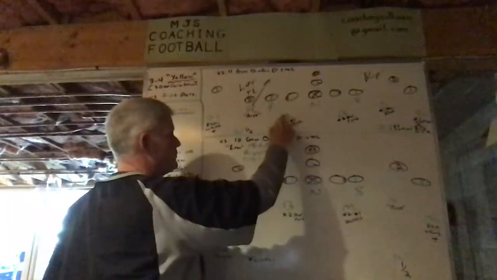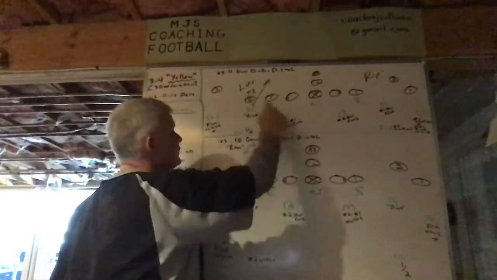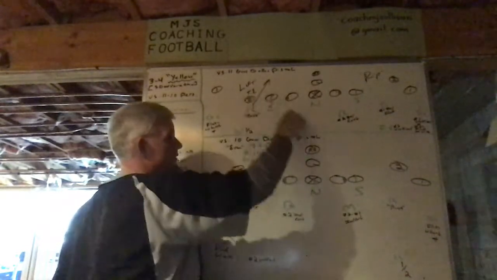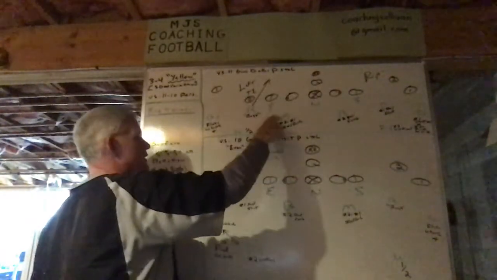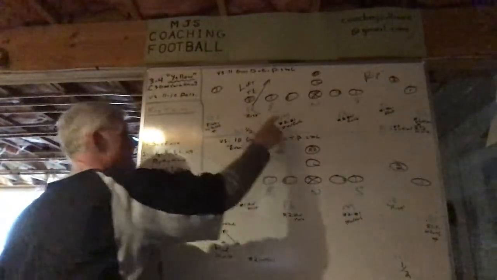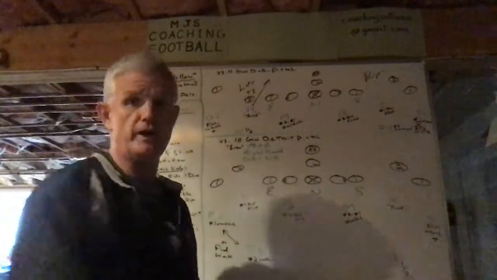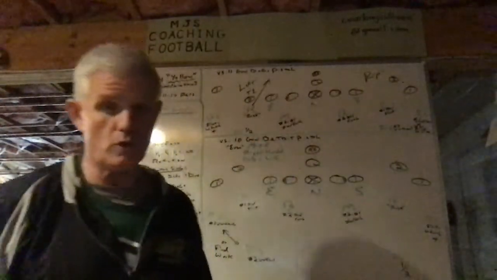On pass, the Mike looks for 2 in first. Okay? So if 2 comes in, he takes him. If 2 doesn't come in, he expands and looks for 1 coming in. If he doesn't come in, then he continues out into the curl area, reading 1 to 2.